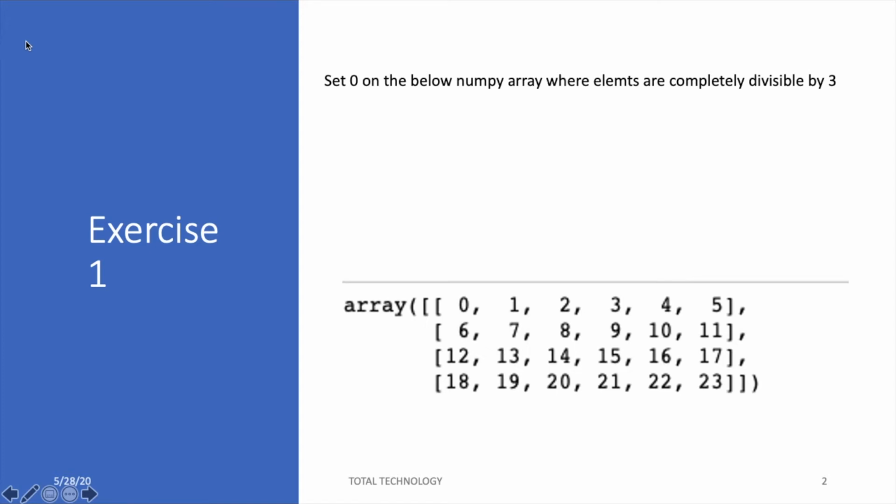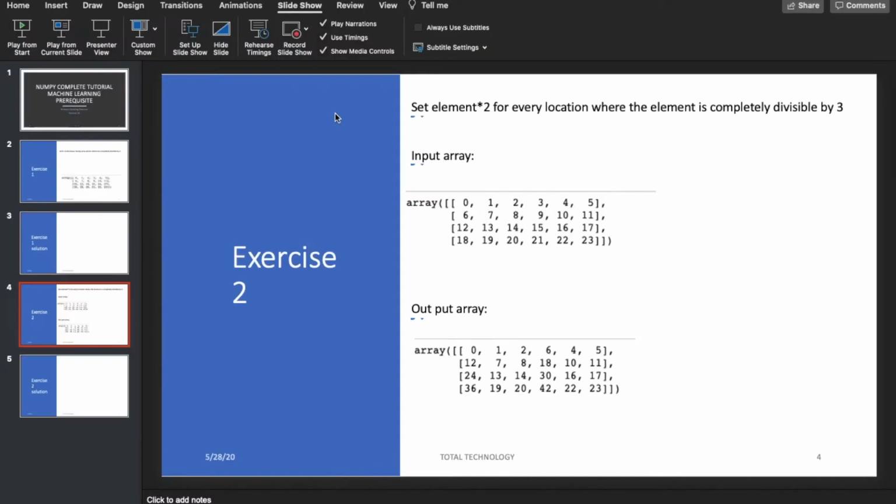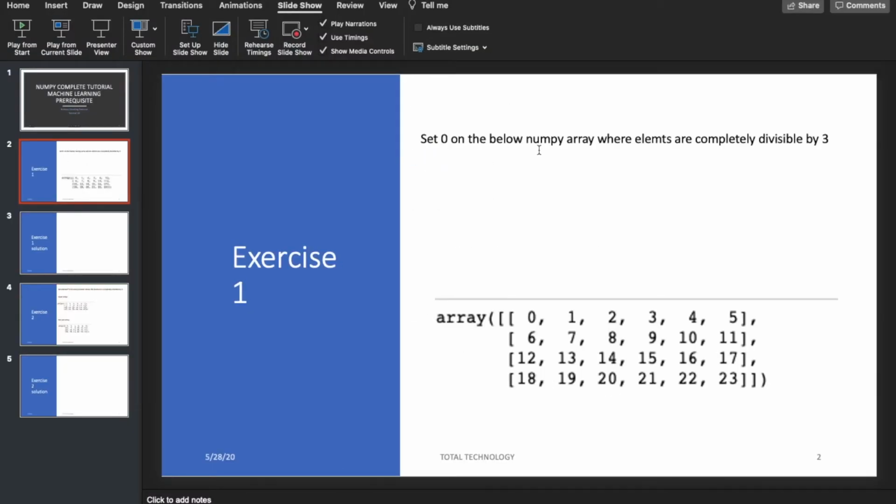The first exercise is: set 0 on the below NumPy array where elements are completely divisible by 3. For example, this is your input array and you have to set 0 in the location where the elements are completely divisible by 3. This is completely divisible by 3, so it will become 0. The objective is to make it 0. This is also divisible by 3, so you have to make it 0. 9 is also completely divisible by 3, so it will also become 0.